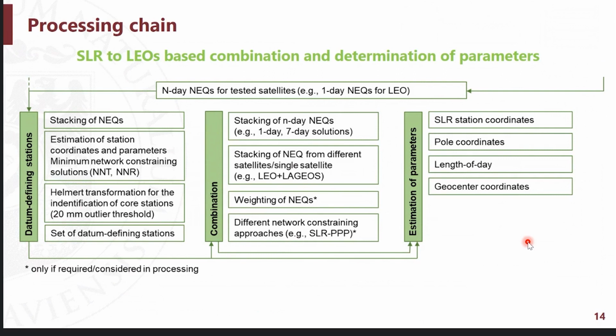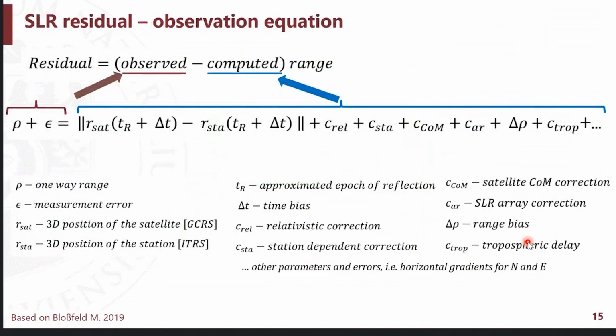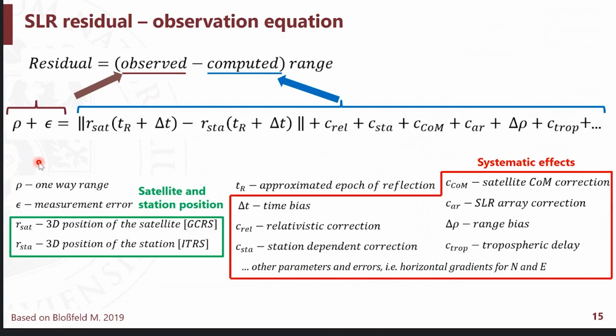Within my study, I've analyzed SLR residuals, and they can be described as observed minus computed range between station and satellite. The observed part considers one-way range with the measurement error, and the computed part considers station and satellite position and modeling of systematic effects, for example, SLR range bias correction, satellite center of mass correction, relativistic correction, and others. Of course, all of these require proper modeling and high-quality products.